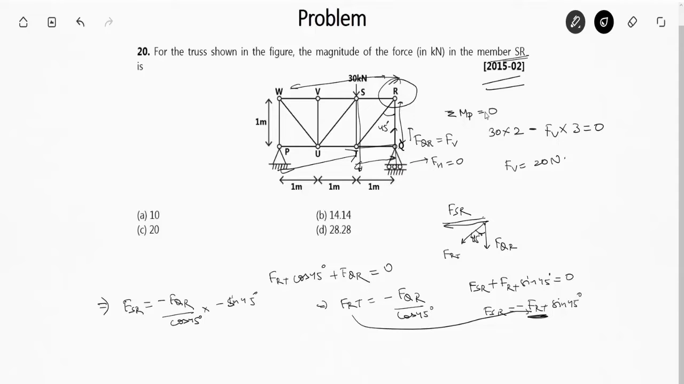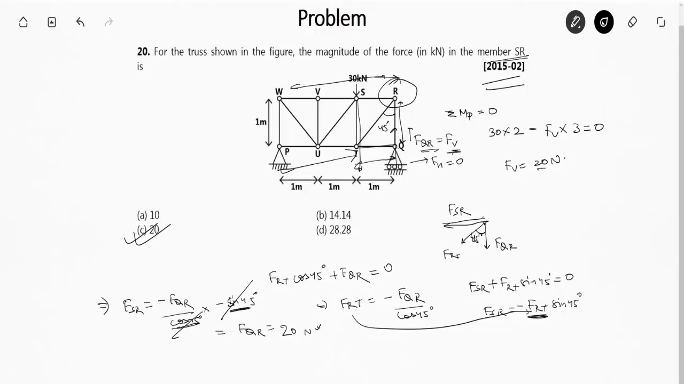So friends, as we know that cos 45 and sine 45 have the same value, so this will get cancelled. So it is F of QR. So F of SR is equals to F of QR, which is F of QR is equals to F of V, which is 20 newtons. So it is 20 newtons. So right answer is C, option C. 20 newton is the right answer.